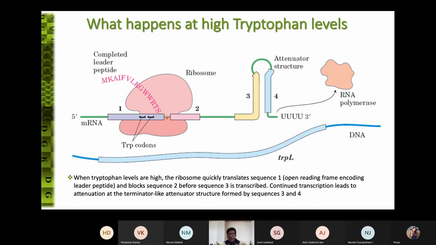Sorry, when there's a high amount of tryptophan present, I made a mistake there. When there's a high amount of tryptophan present, it essentially will go over this 2 and allow this, so that 2 and 3 cannot form, and 3 and 4 will form. And because 3 and 4 form, the ribosome will essentially kick out when it comes to this point, because this is a stop sequence. Okay.